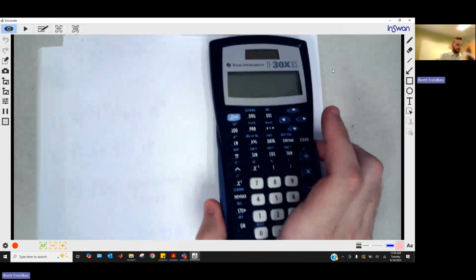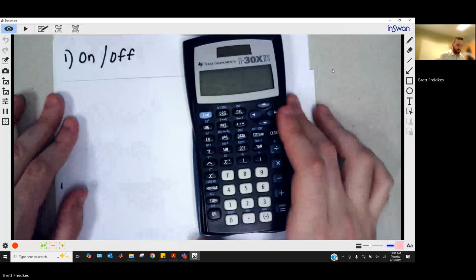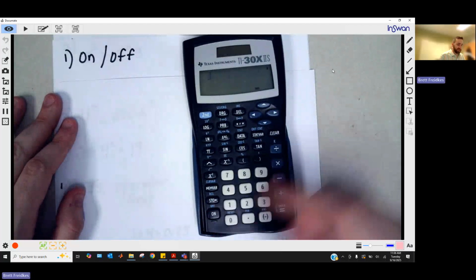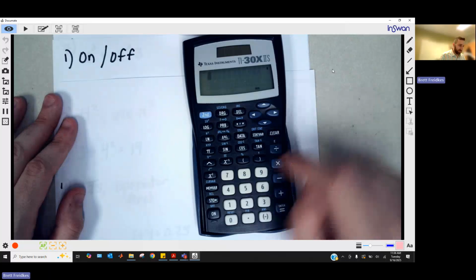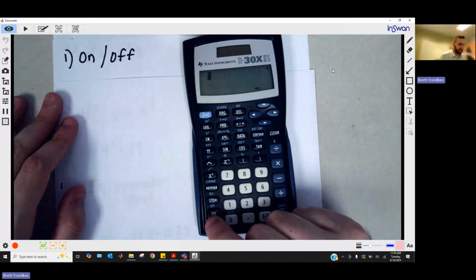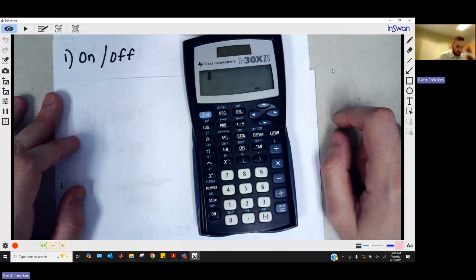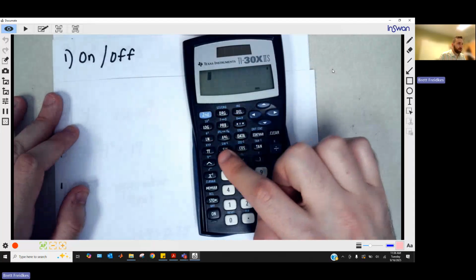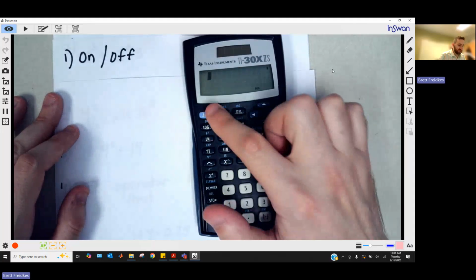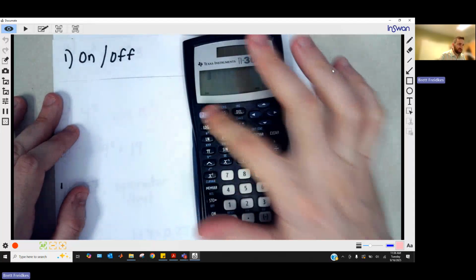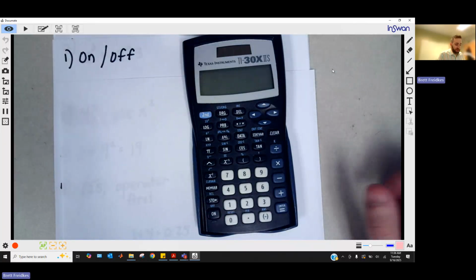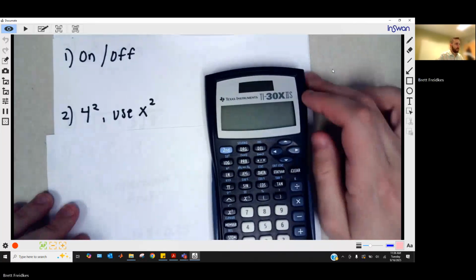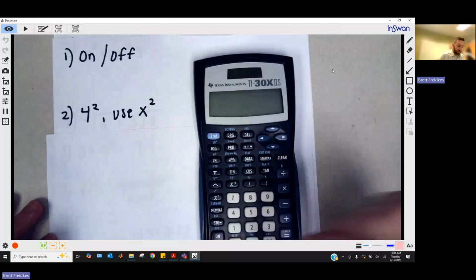all the buttons here. Let's first learn how to turn it on and off, which is pretty simple. We see that there's an on button. If we click that, it's solar. This turns on. If I want to turn it off, you see that the off button is above the on button in a different color. That different color that you see above most of the keys is related to the second key. So I do second and then click off. You'll now turn off the calculator. Easy.